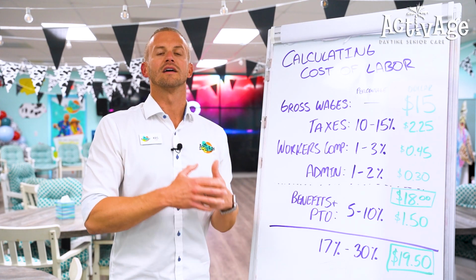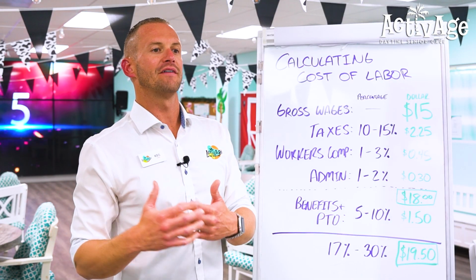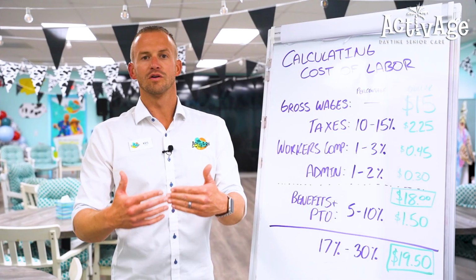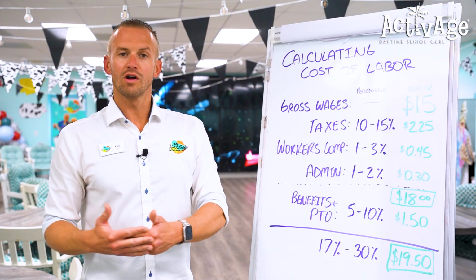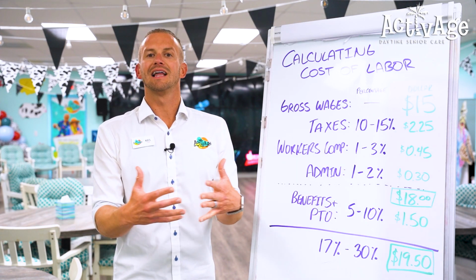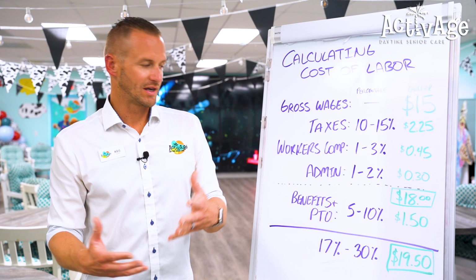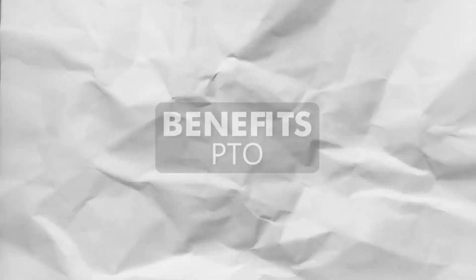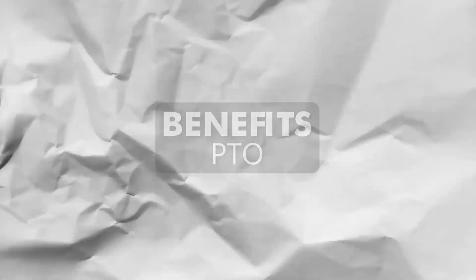This administrative cost could come as a percentage of payroll, or it could come as a dollar amount or a flat fee per payroll period. Maybe it's 100, 150, 200 bucks per payroll period, or it could be 1 to 2% of payroll. Either way, it's probably gonna fall in alignment somewhere around that range, right? So 1 to 2%.